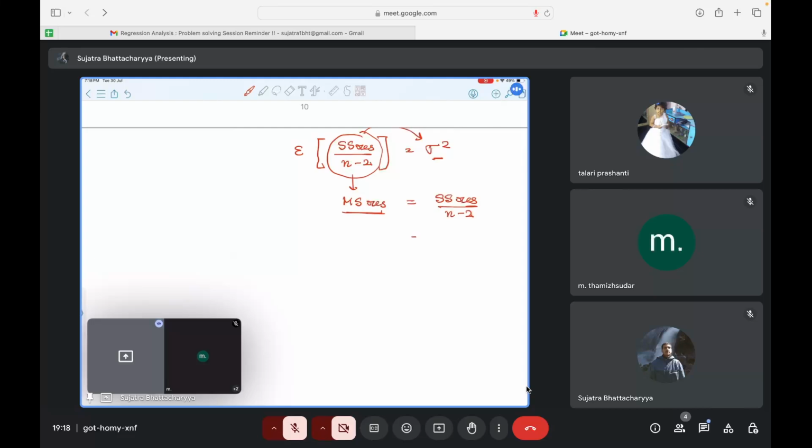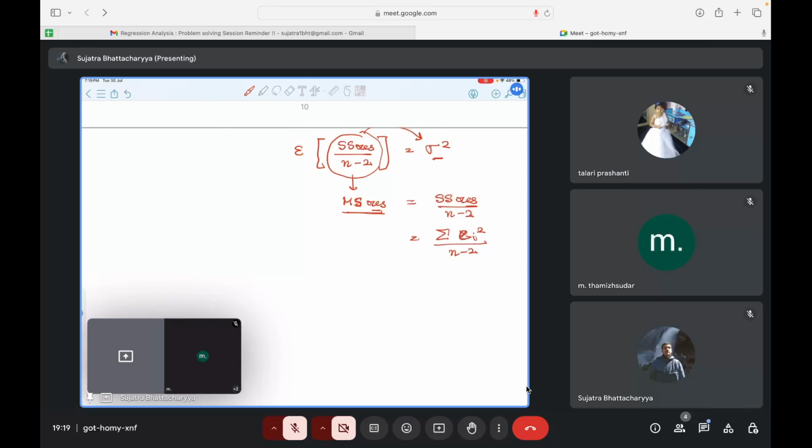So you just look at it. SS residual is nothing but summation error square, and you divide by n minus 2, which is close to the number of samples. The sum of the square of the errors divided by the number of samples becomes the mean square error. So this is the mean square residual, that is SS residual divided by n minus 2. Fine.